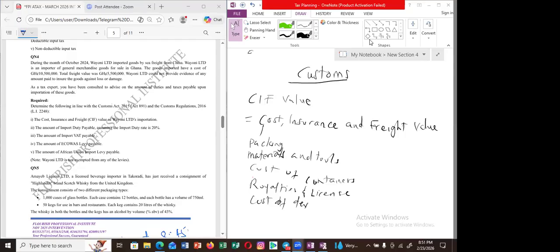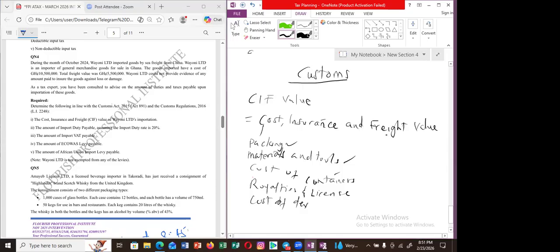So like I said, cost basically involves cost of packing, materials, tools, cost of containers, royalties and licenses, cost of development, right? Insurance basically is any insurance policy that we take concerning the item we are importing. So insurance is insurance, right?